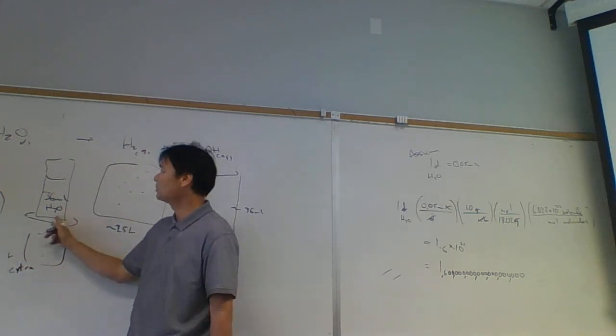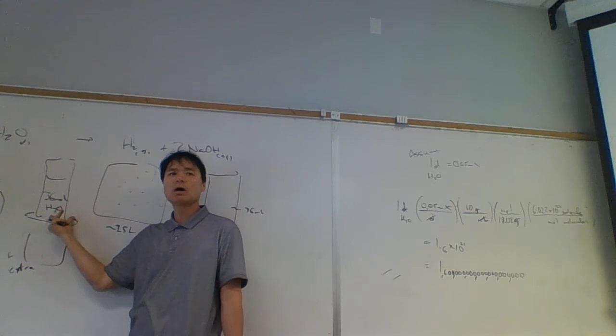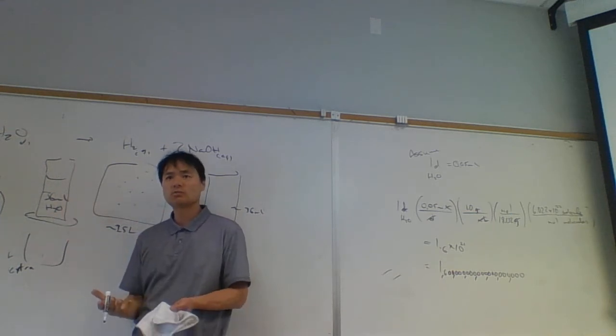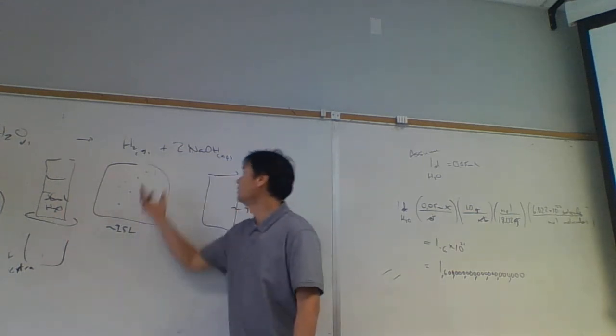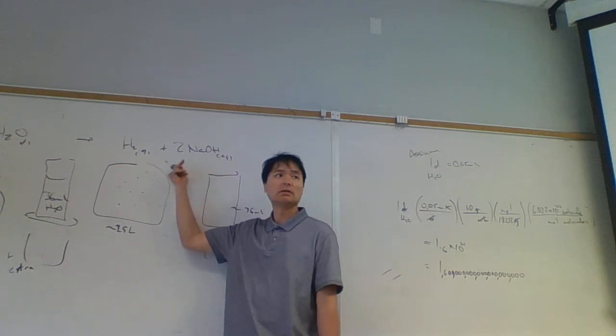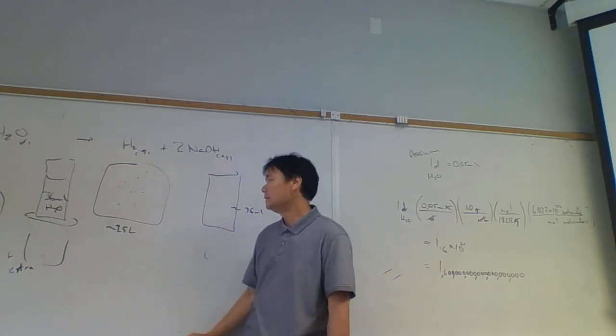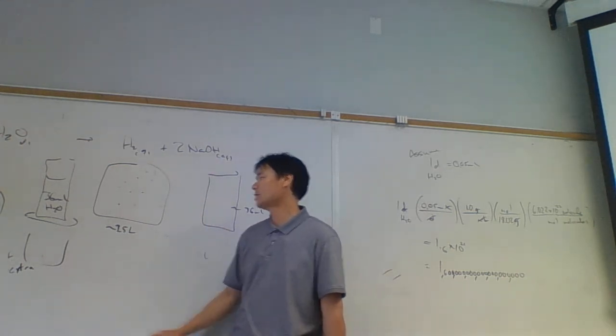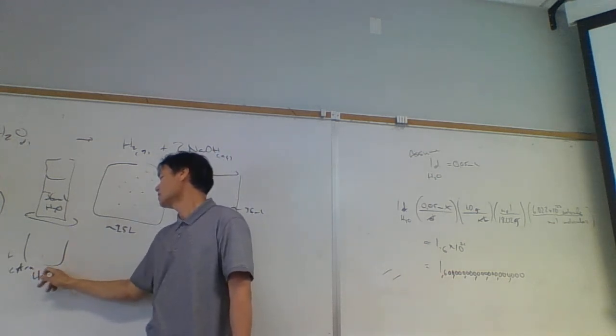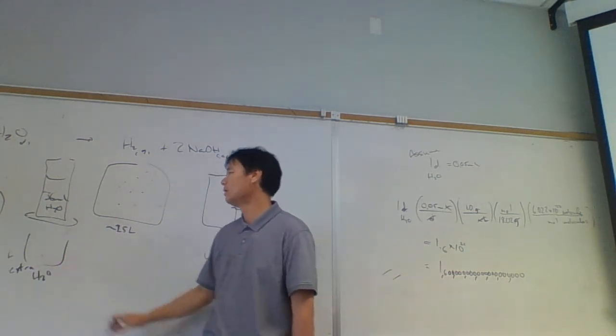If I could just put in 36 milliliters of water, all that water would be consumed in this reaction, and there would be no water left. So what I need to do is add extra water. This extra water is what we call excess.